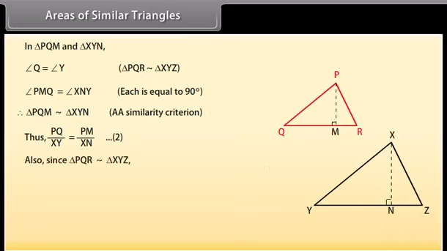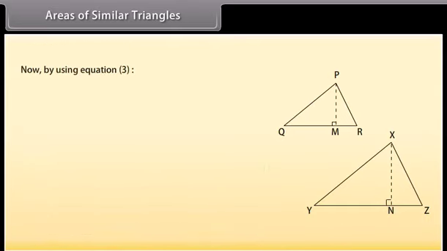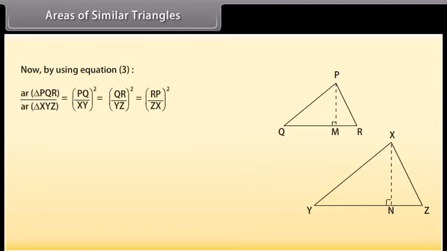Also, since triangle PQR is similar to triangle XYZ, PQ upon XY equals QR upon YZ, which is equal to RP upon ZX. Mark it as 3. From equation 1, area of triangle PQR upon area of triangle XYZ equals (PQ upon XY) whole square by using equation 2 and 3.